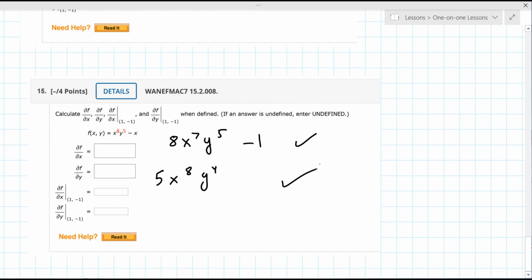Oh, you just moved the 5. Why did you move the 5 in front? You don't have to. You can leave it over here. It's just cleaner. WebAssign will take either, as long as you show that you're multiplying.